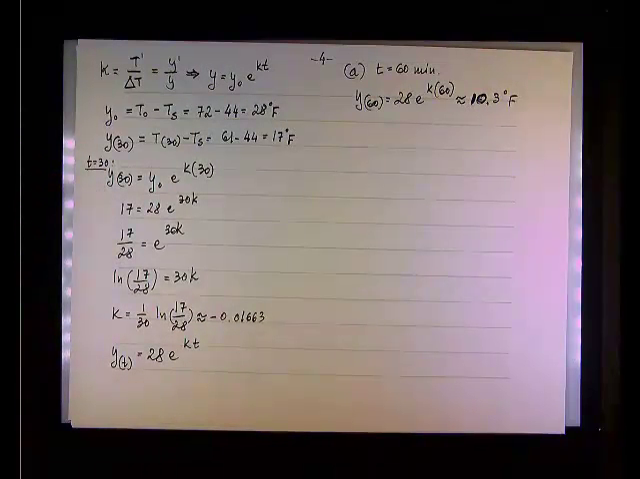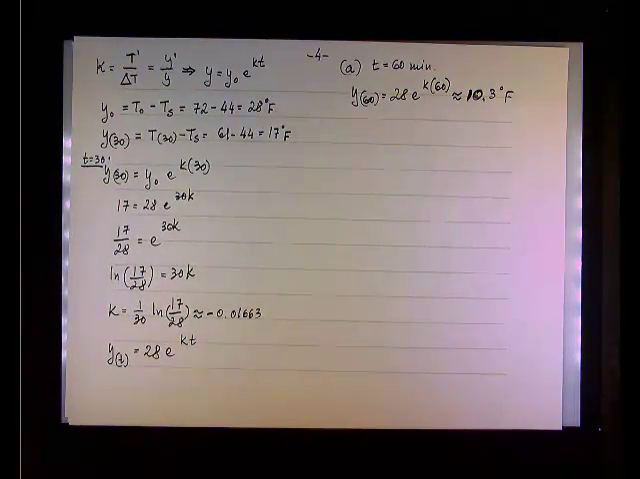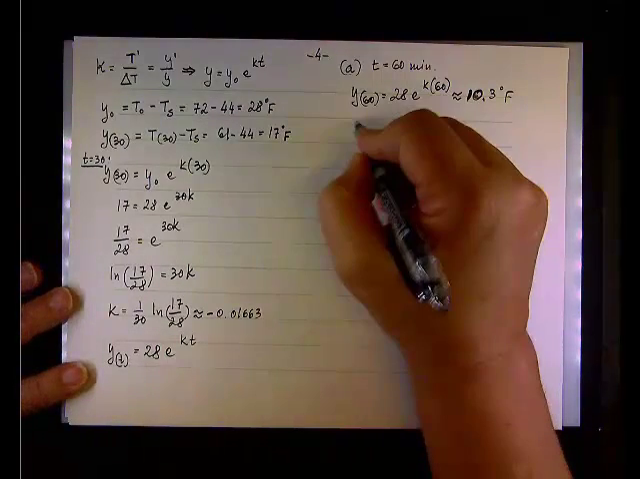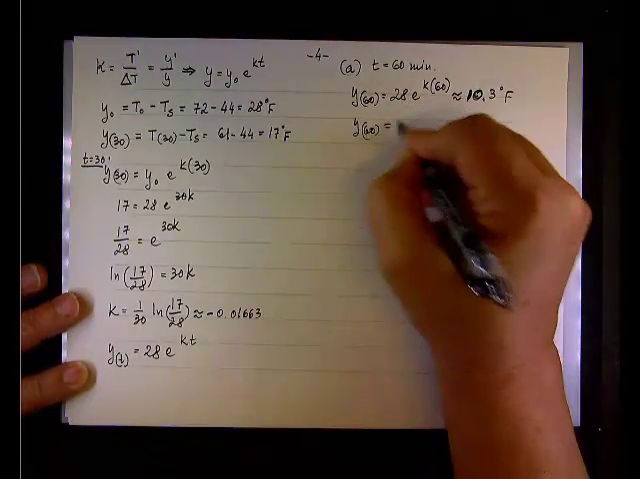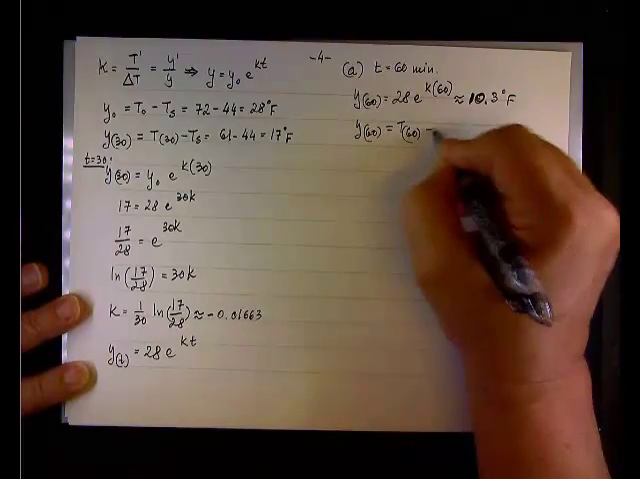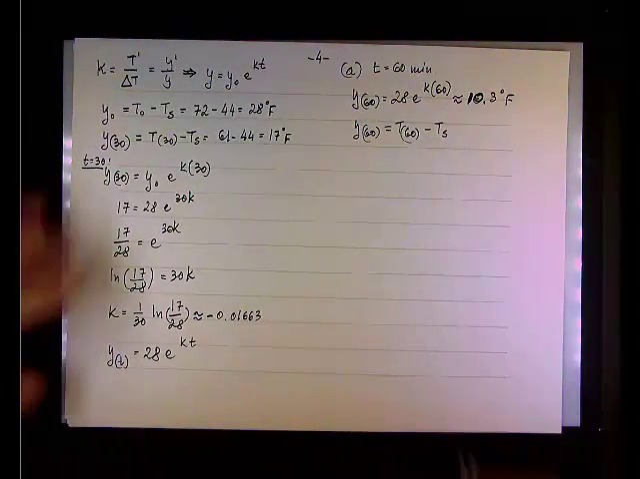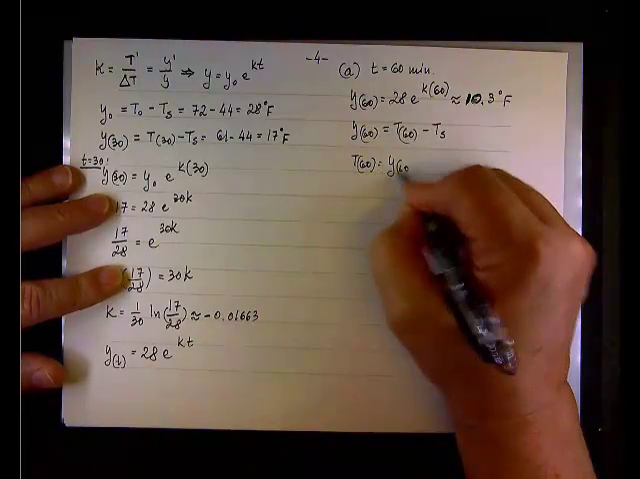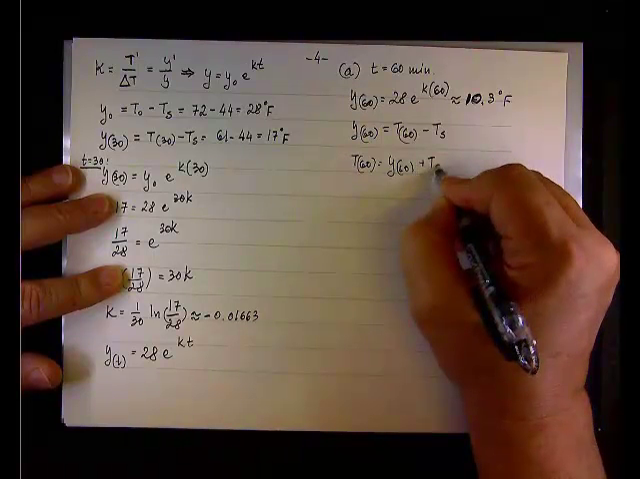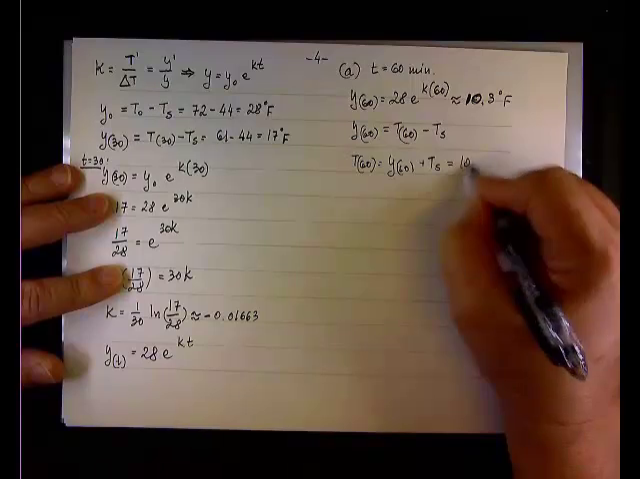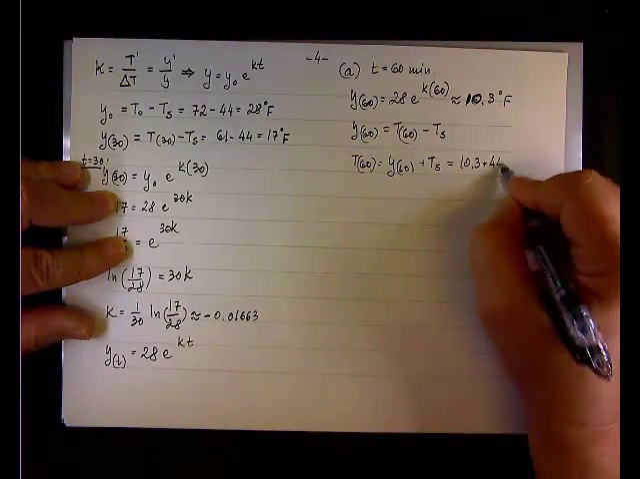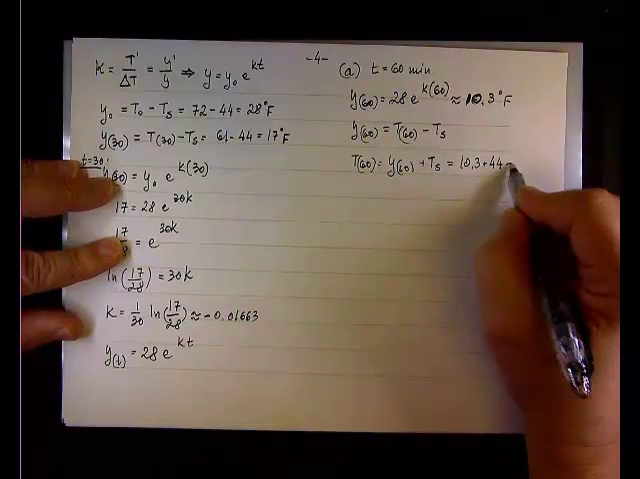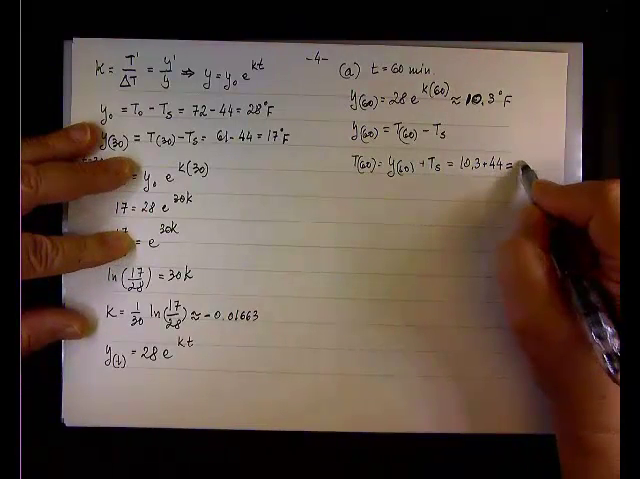What does it mean? What happened here? Well, what is y of 60? Remember, y is the difference, right? y of 60 is T at 60 minutes minus the ambient temperature, T sub S. So T at 60 minutes will be y at 60 minutes plus the ambient temperature. So it will be 10.3 plus the 44 degrees, the temperature of the refrigerator. So we end up having 54.3 degrees.